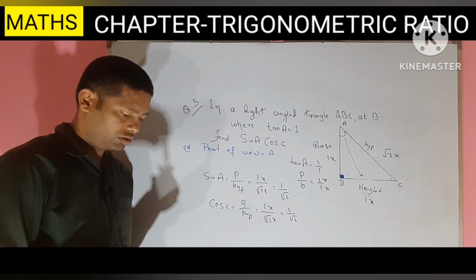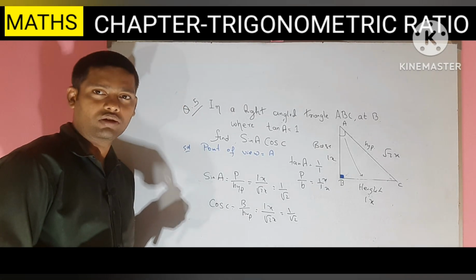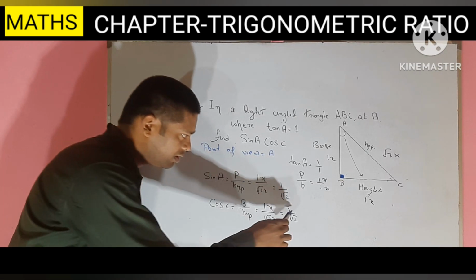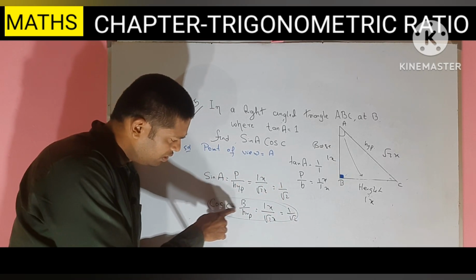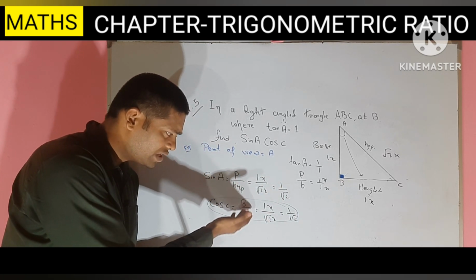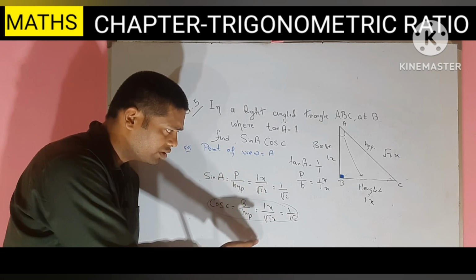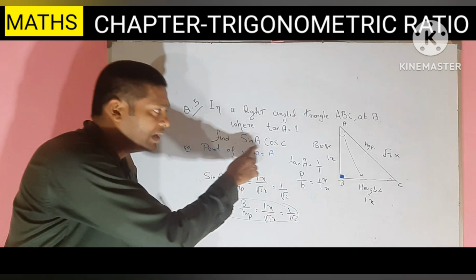Your answer is wrong. Somewhere your answer is wrong. You check where your answer is wrong. This one. So why, sir? Because cos C is base by hypotenuse. Base value by hypotenuse, right? So right only, sir. What is the problem? Oh, we have to multiply that one, na?